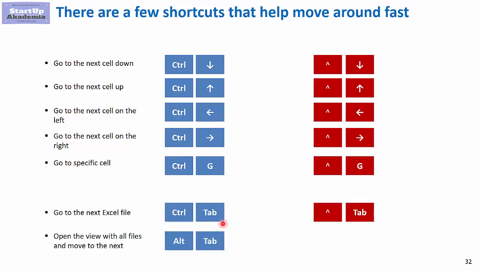You can also go to the next Excel file. For this, you use Control Tab, or you can open the view with all the files and move to the next one, which is Alt Tab. And it's actually something I would use more often.